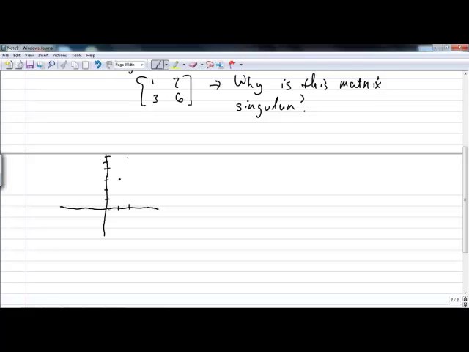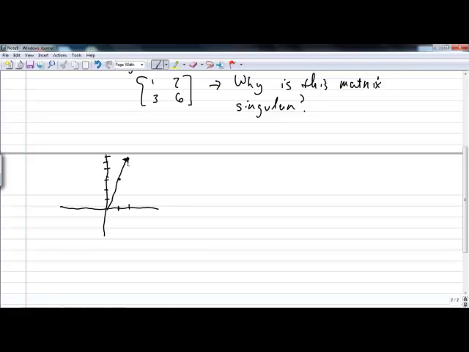So if we were to multiply this matrix A by some other matrix, the columns of the result would be combinations of the columns of A. And since both these columns lie on the same line, the combinations will also lie on that same line, right? So we have a line that goes through the origin that passes through both of these points.